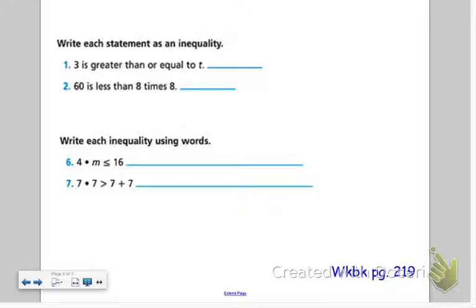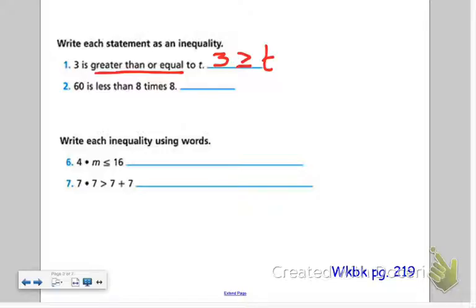All right, so if we continue on page 219, we're going to do a few of these together, and you can do the rest on your own. Write each statement as an inequality. So number 1 is 3 is greater than or equal to t. I'm going to start with 3, and then it says greater than or equal to. So here's the greater than symbol, but because it says or equal to, I can put the line underneath, and there it is. 3 is greater than or equal to t.